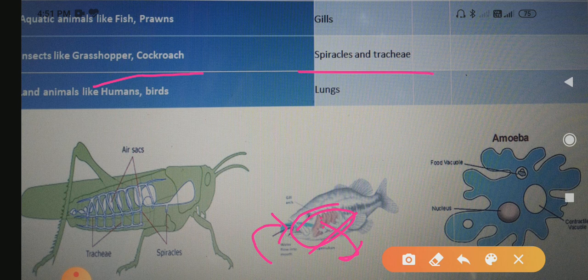Now see, these are small holes which are present. These are called spiracles, and through these spiracles the air goes inside, and there is a tube-like system through which the air passes and is absorbed in the body. Now next are animals like humans and birds, which have lungs. We will study the lungs in detail.